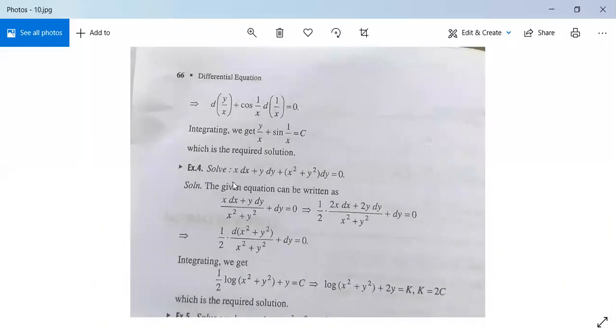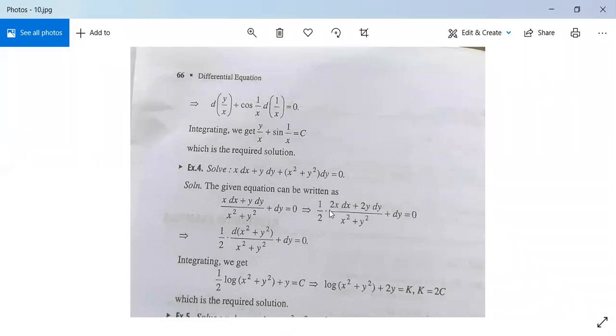If you would like to see one more example, solve x dx plus y dy plus (x square plus y square) dy is equal to 0. The given equation can be written as (x dx plus y dy) by (x square plus y square) plus dy is equal to 0, dividing the whole by x square plus y square. So it implies that 1 upon 2 into (2x dx plus 2y dy) by (x square plus y square) plus dy is equal to 0.